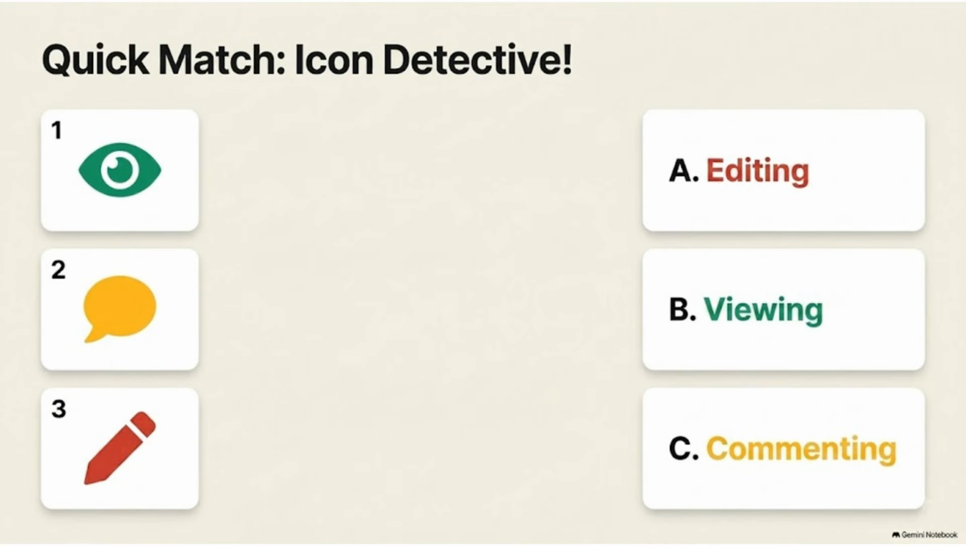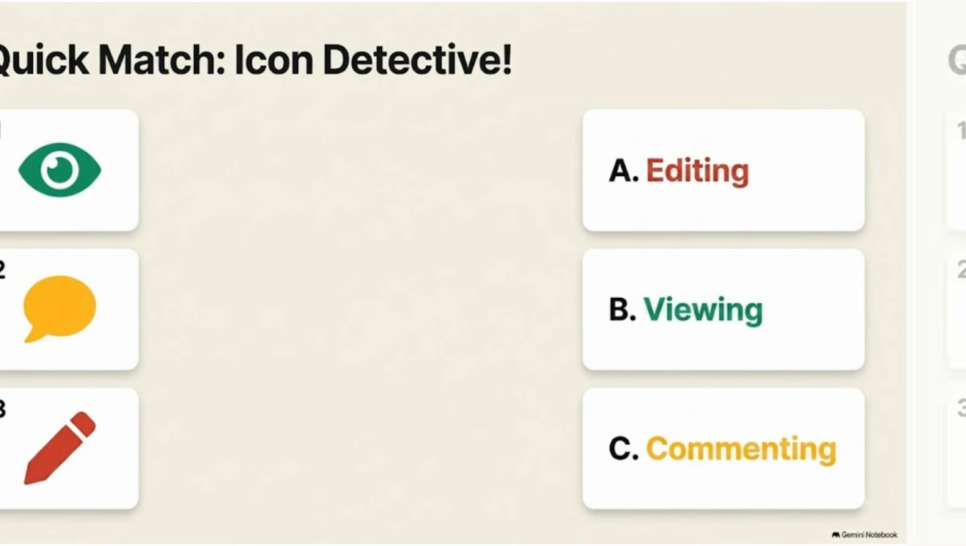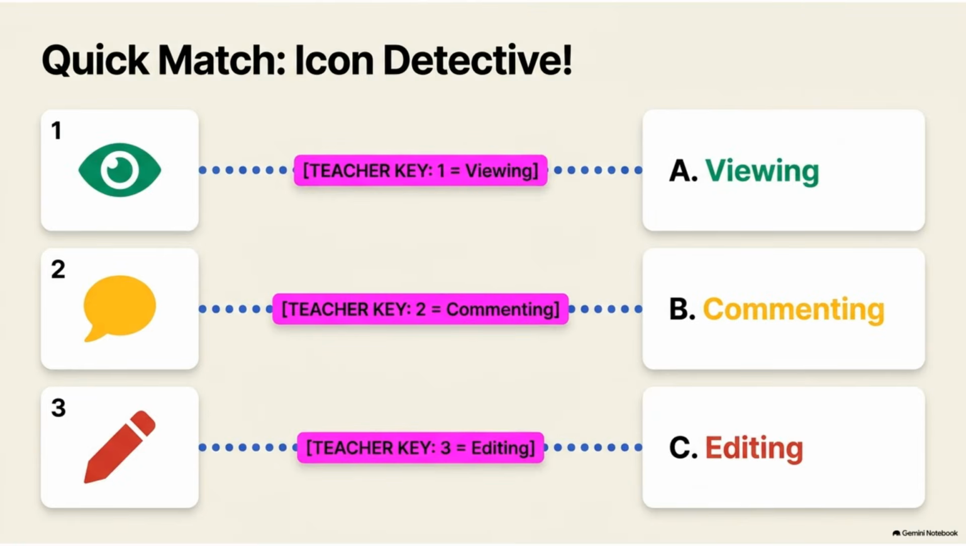Let's test your knowledge. Match the icons to their correct roles: viewing, commenting, or editing. How did you do? The eye icon is for viewing, the comment bubble is for commenting, and the pencil icon represents editing. Knowing these helps protect your shared files.